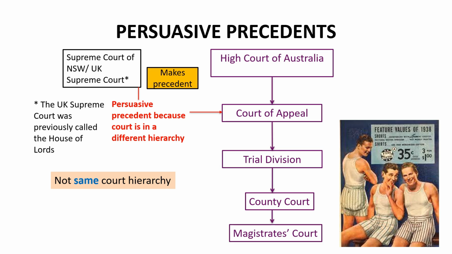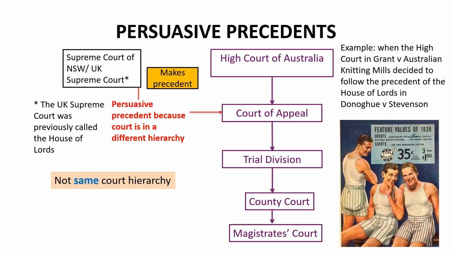Now, the House of Lords precedent was not binding on the High Court because it was made by a court in a different court hierarchy. However, the High Court decided that the House of Lords precedent was a sensible one, and so the High Court decided to follow the House of Lords precedent by also making a precedent that the manufacturer of a product was liable for negligence to a customer where the manufacturer's product was contaminated and the customer could not have detected that contamination before they consumed or used the product. This shows you how a persuasive precedent can influence the decision of another court, even though that other court is not bound by that precedent.